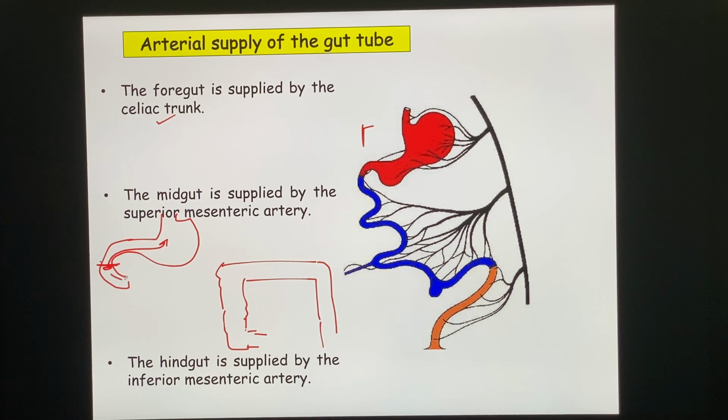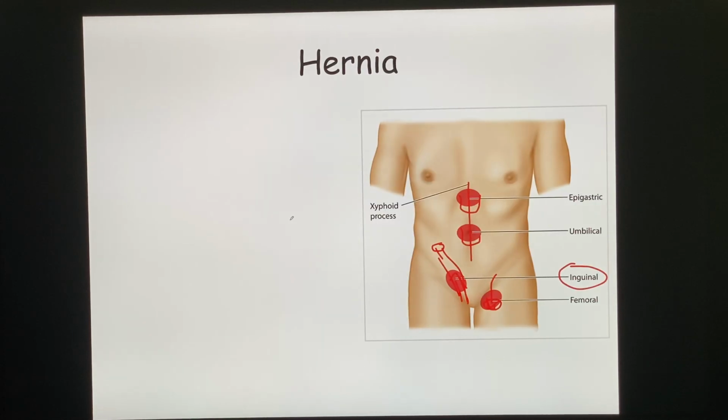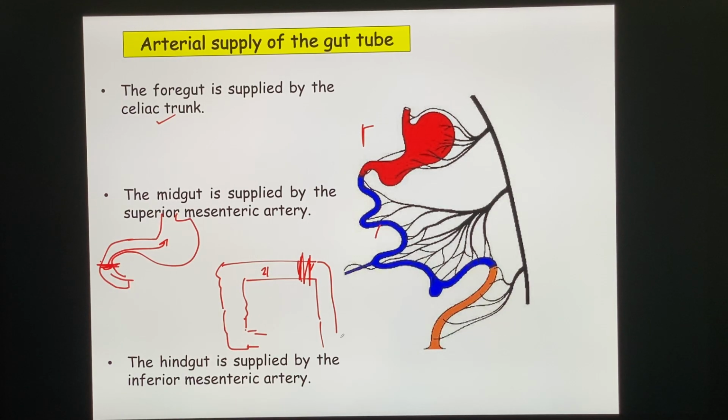Now the area below that, if you look at the transverse colon, this is the 2/3, and this is the 1/3 of the transverse colon. So the 2/3 of the transverse colon, from here to here, will be supplied by the superior mesenteric artery. The rest, from here, will be supplied by the inferior mesenteric artery.